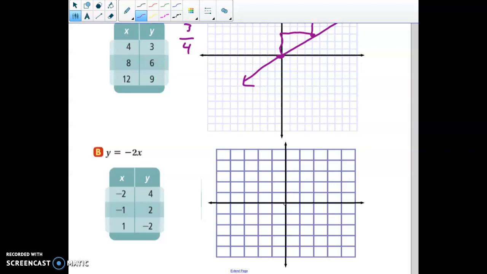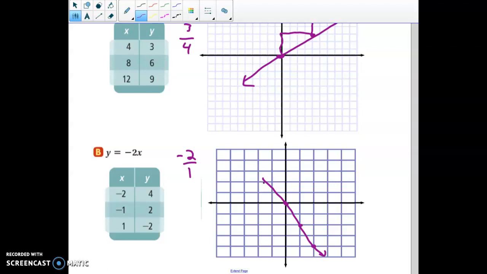Okay, so on the second one again, I can just start at 0, right? All these direct variations will start there, and then this slope is now, because it's negative, we're going to go down 2, and then to the right 1. So this is a downward sloping line because of the negative slope, and then you just connect those dots, and you have your line.